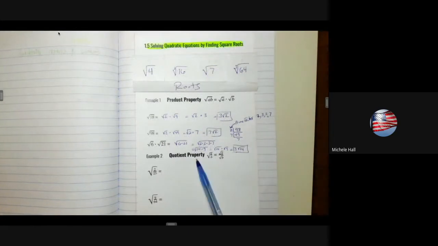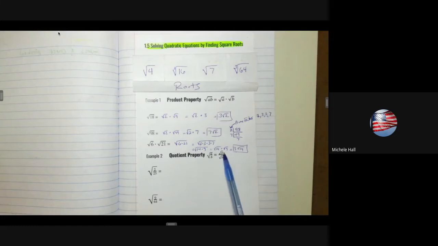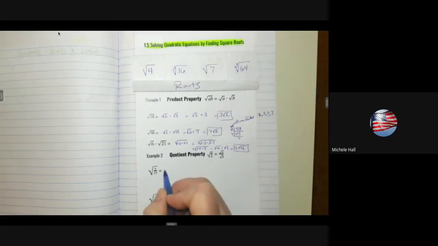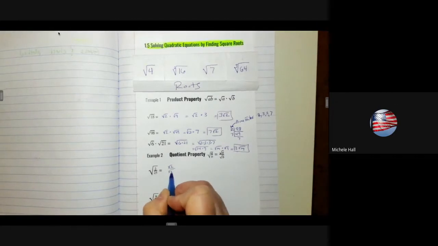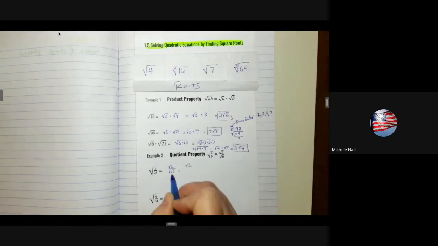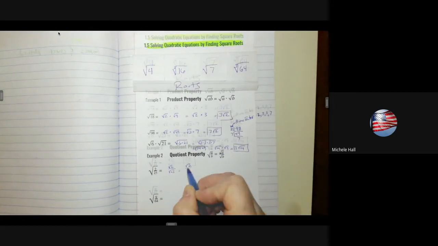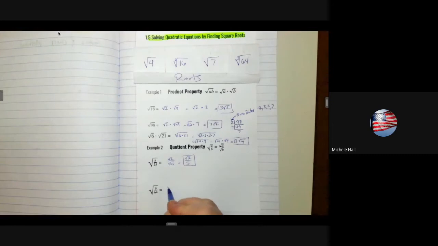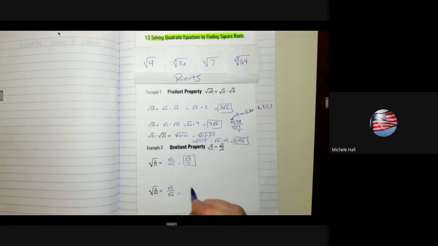Now we have the quotient property. The square root of a divided by b is the same thing as the square root of a divided by the square root of b. So I'm going to break this up into the square root of 2 divided by the square root of 25. And now the square root of 25 is 5. Same thing here. I can do the square root of 9 divided by the square root of 64. The square root of 9 equals 3, and the square root of 64 equals 8.